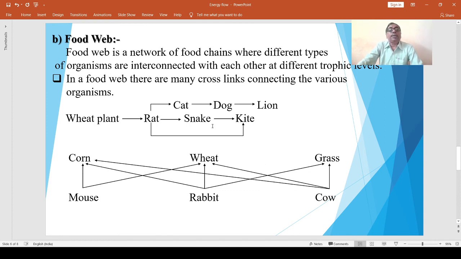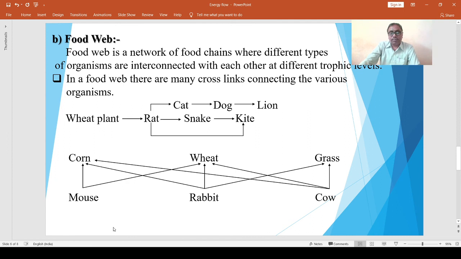Here, the links are given like wheat plants are consumed by rat. Rat is a prey of snake. Snake is a prey of kite. Again, rat is prey of cat. Cat is a prey of dog. And here, lion. Rat directly, kite. In this way, food webs are often complex.